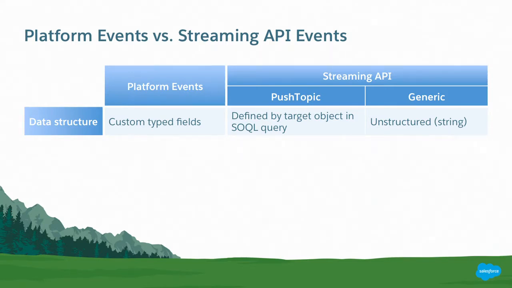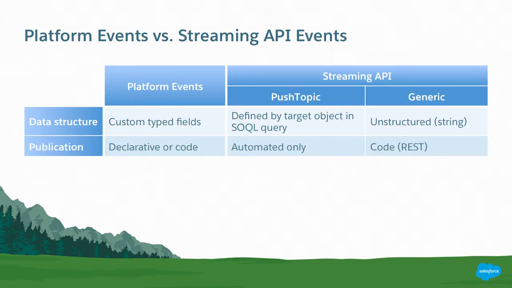Then for publication, Platform Event is actually the most flexible type of events because you can create those with declarative tools or with code, and I will go more in details in that later. And for push topics, well, you don't have the choice.